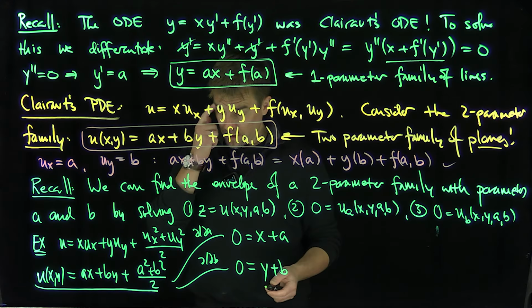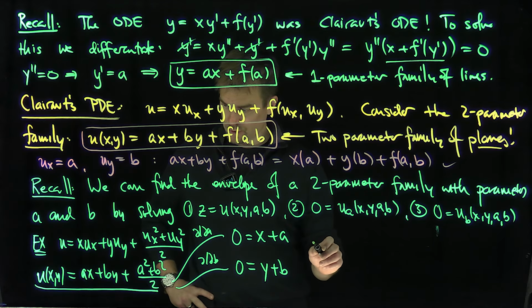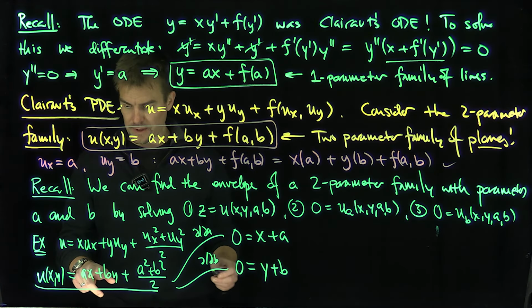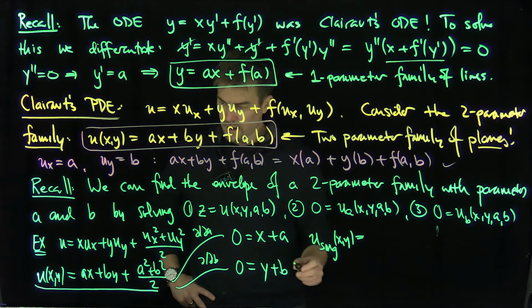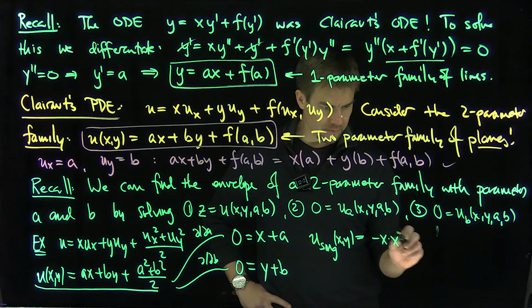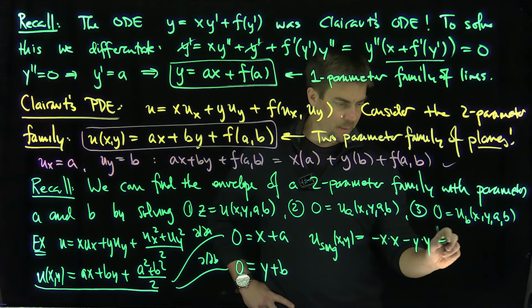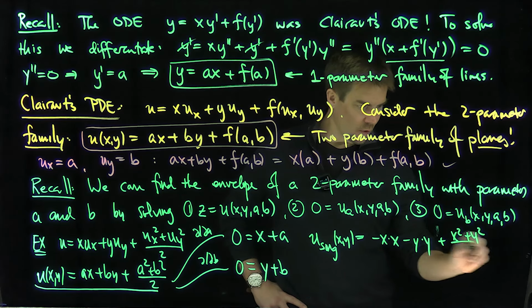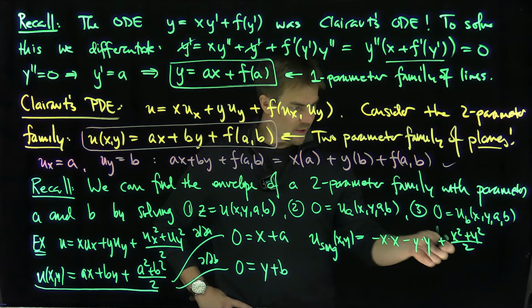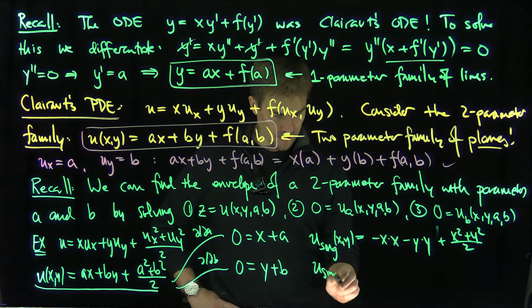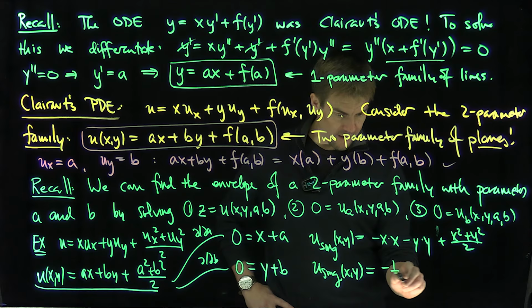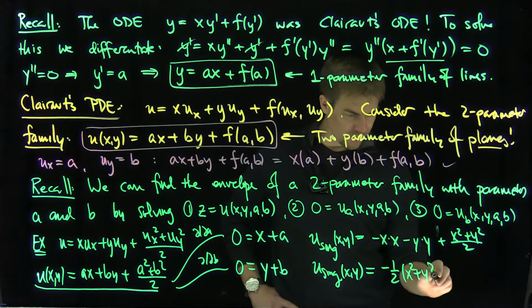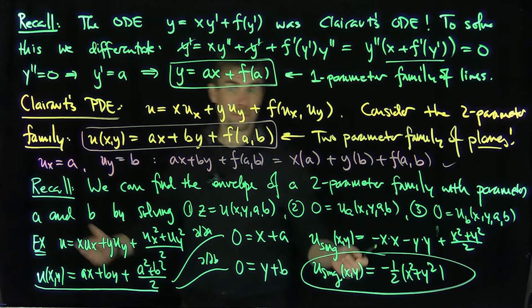So let's see what we get over here. If x is negative a, this means a is really negative x, right? So my u of x, y, my singular solution, is going to be a, which is negative x times x, negative y times y, and then plus (x squared plus y squared) over 2. And that's negative x squared, and that's negative y squared. So your singular solution to this set, u(x, y), is going to be just negative 1/2 (x squared plus y squared). So that's a solution to the PDE that was not in the complete family, right?